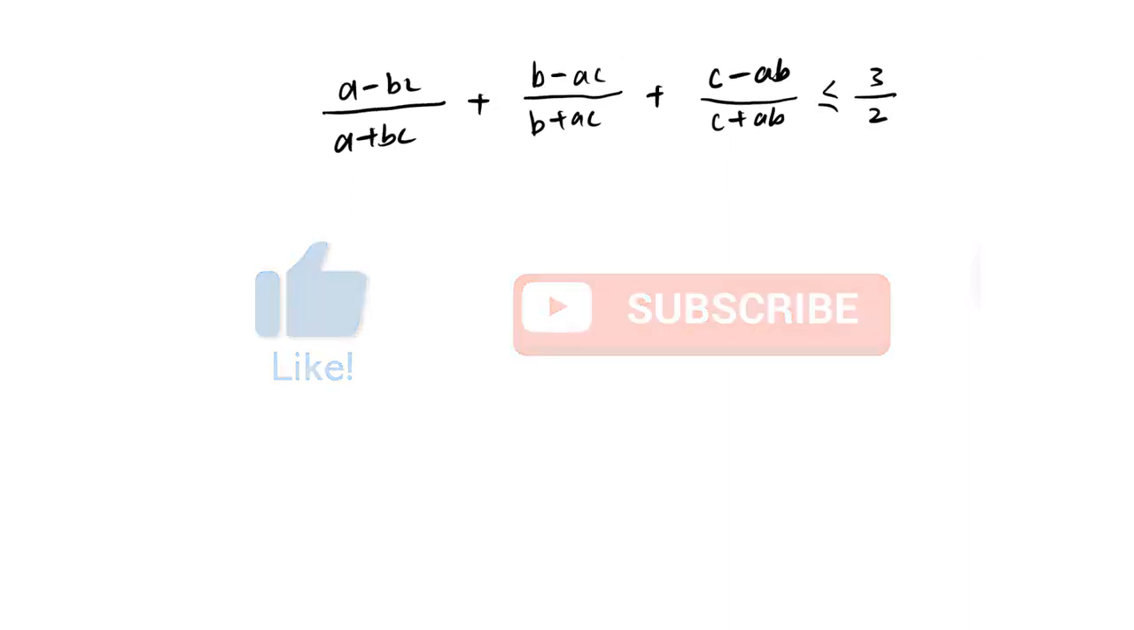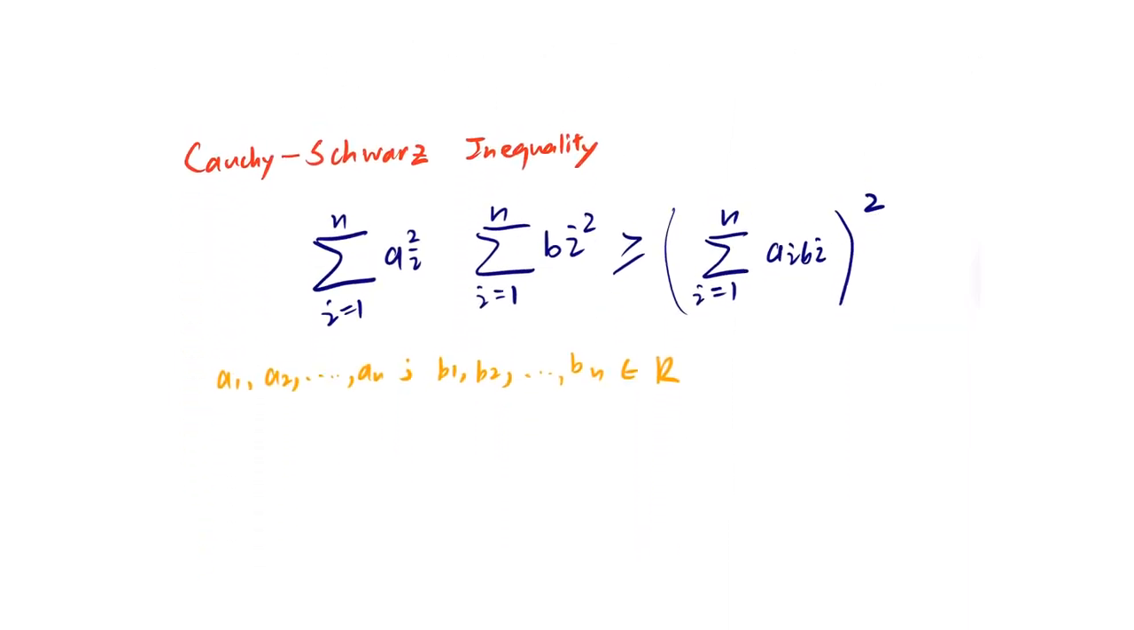And now let's start. So the first thing to talk about is the Cauchy-Schwarz inequality, which states that the summation of ai squared times the summation of bi squared is always larger or equal to the summation of ai bi squared, where a1 all the way up to an and b1 all the way up to bn are real numbers, and they are not necessarily positive, unlike AM-GM, which I covered in the last video.